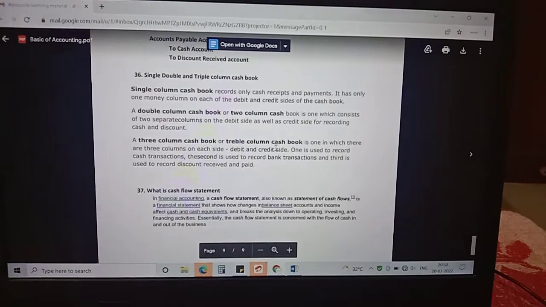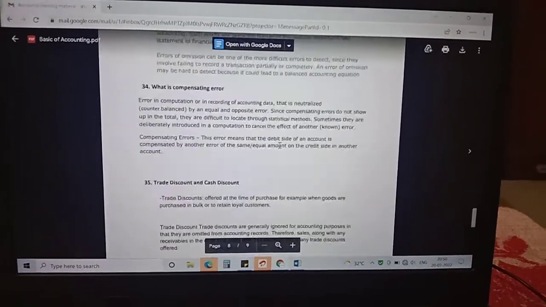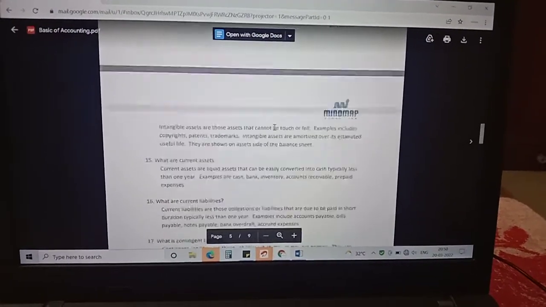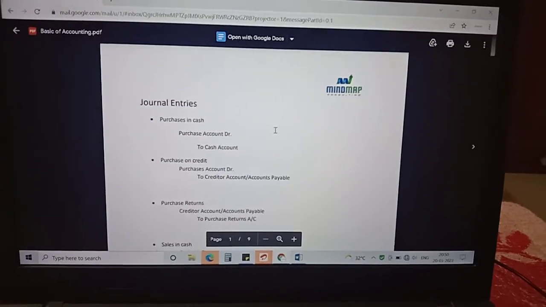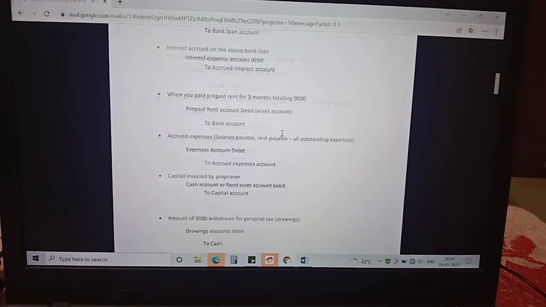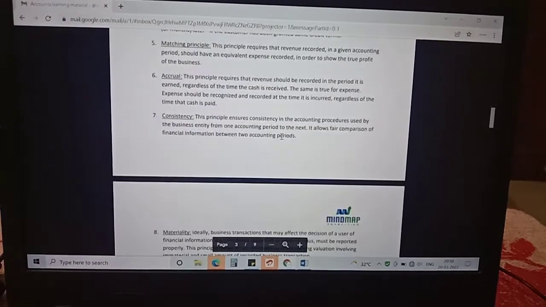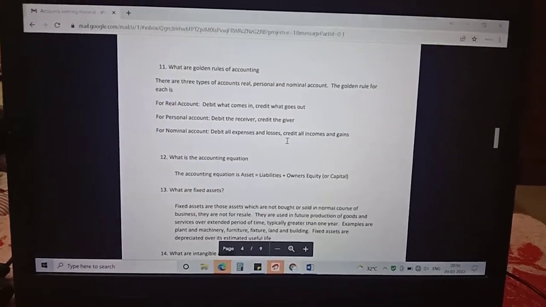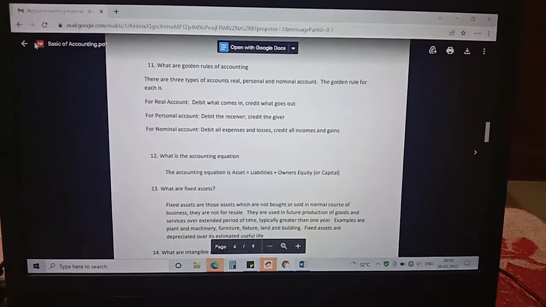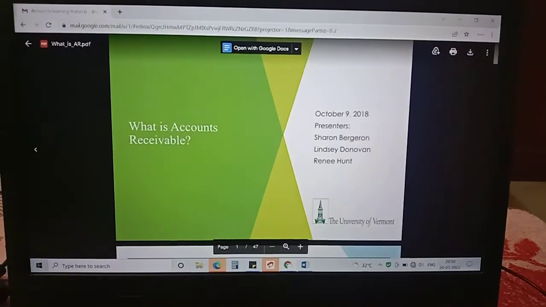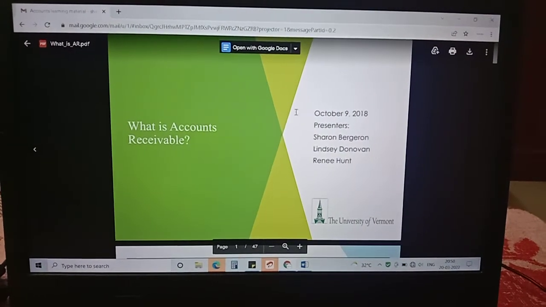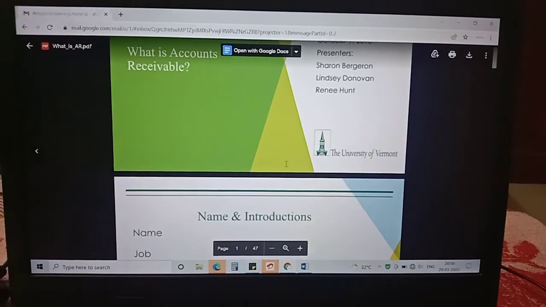Essentially, the cash flow statement is concerned with the flow of cash in and out of a business. So this PDF has 9 pages. Initially I had not shown this page to you because it has some journal entries here. So I thought, let me try to start the video with the golden rules of accounting from the 11th question. And I have one more PDF here, which is What is Accounts Receivable, October 9th 2018.